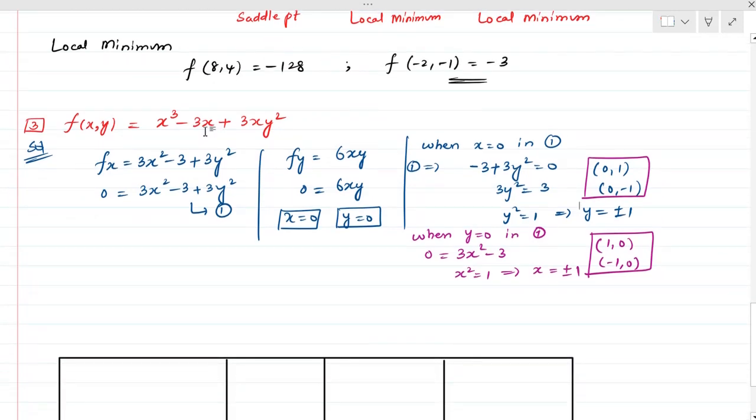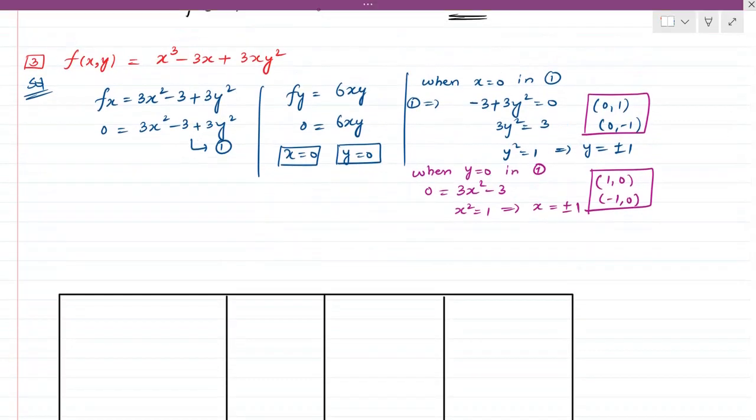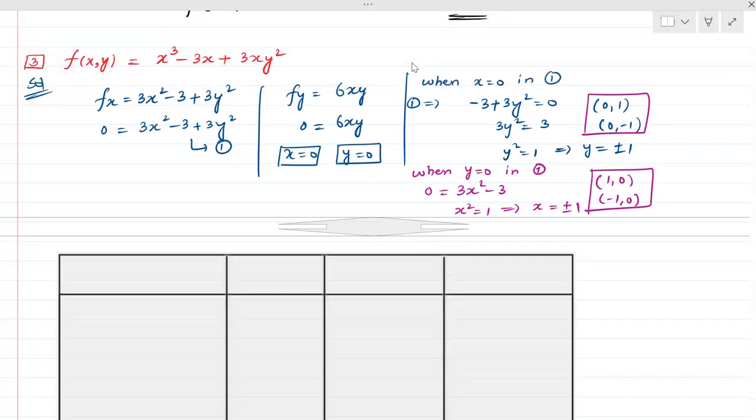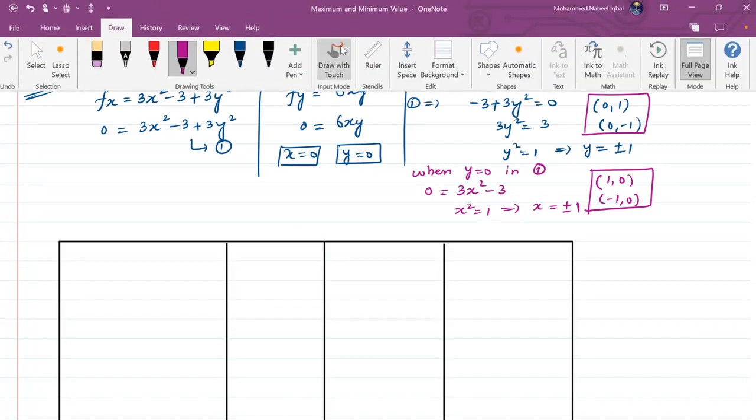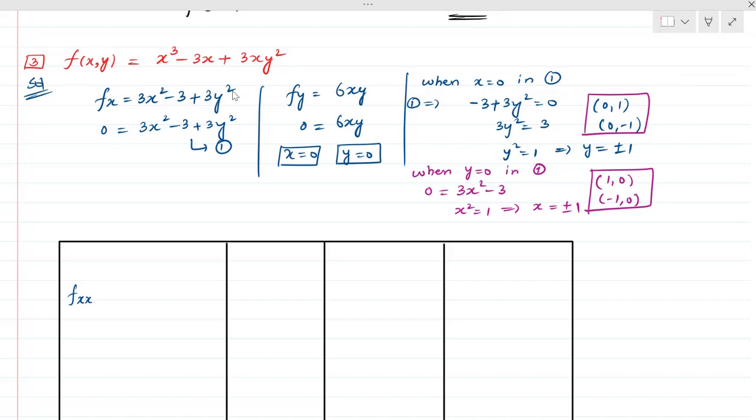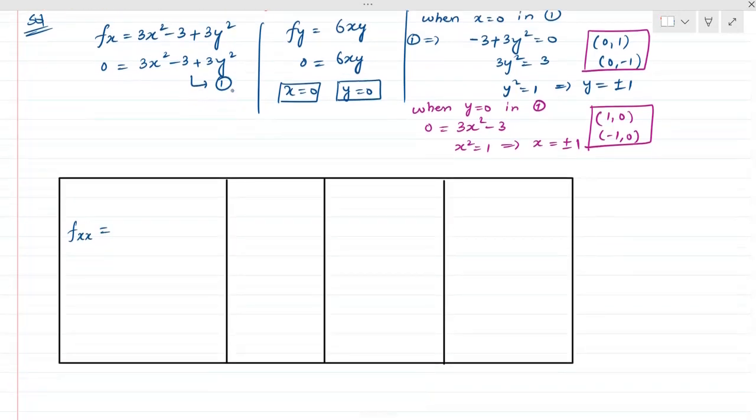So let us start with this one here. First I have to calculate, as usual, the values. So what is this one here? fxx, and then we will have to find fyy. Then next one, fxy. After that, D. What is D? fxx times fyy minus fxy whole squared. So these are the three things you have to find.